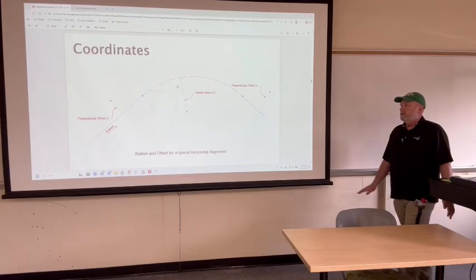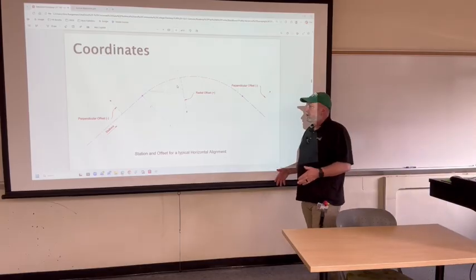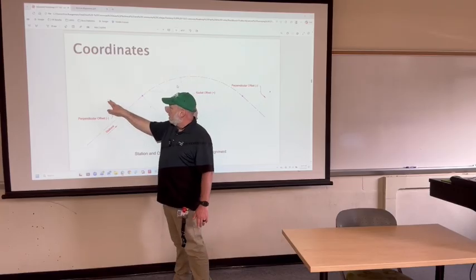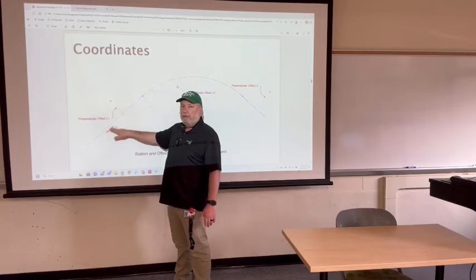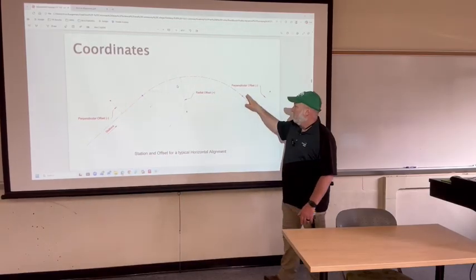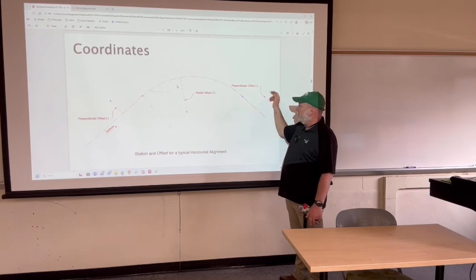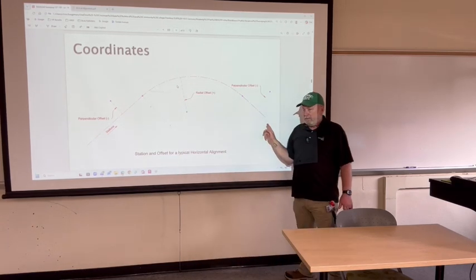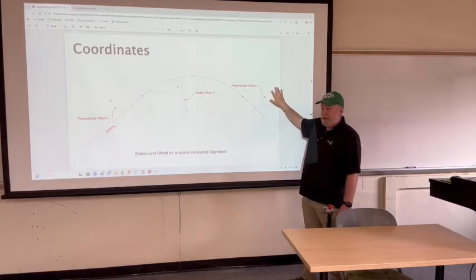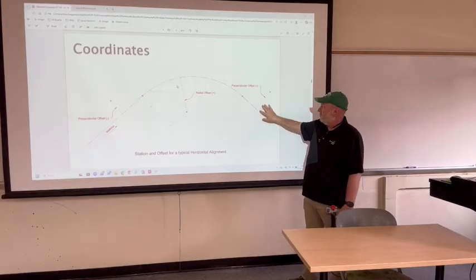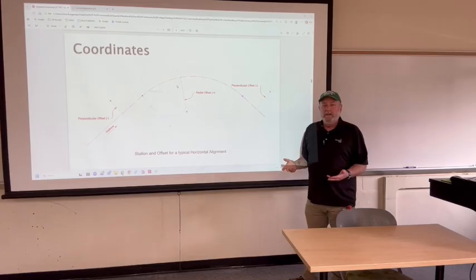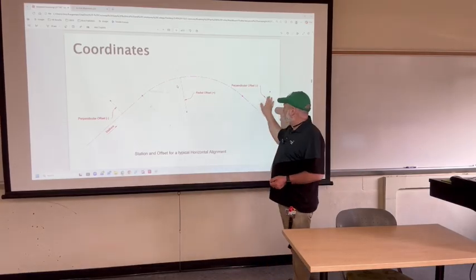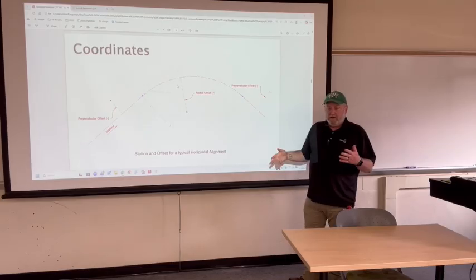Again, I kind of just want to touch on this really quick. Talking about the offsets, you have tangent lines. Your offset is going to be perpendicular to your tangent line, whether it's positive or negative. Here, stationing is increasing as we go from left to right. This point here would be to the left, so the offset would be noted as negative.